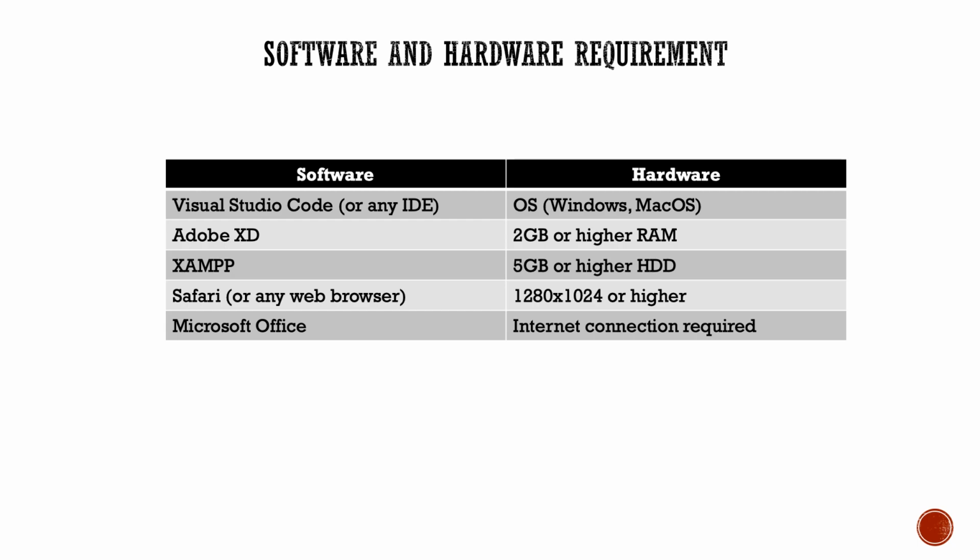Meanwhile, for the hardware requirement, an operating system is needed between Windows or macOS. For the RAM, 2 GB is minimum requirement and if needed, 4 GB is recommended for smooth user experience. For storage, 5 GB minimum of hard disk drive is needed and recommended to use solid state drive for smoother performance. The screen resolution is recommended at 1280 by 1024 and the internet connection is required during the development.